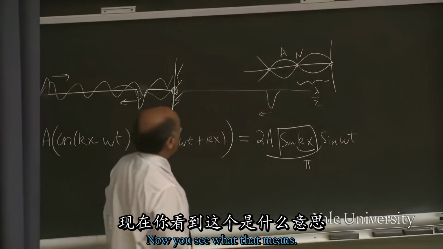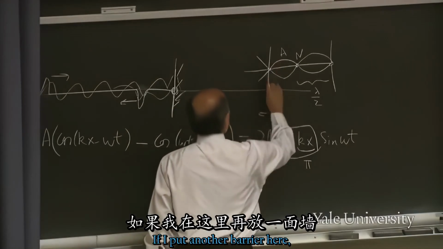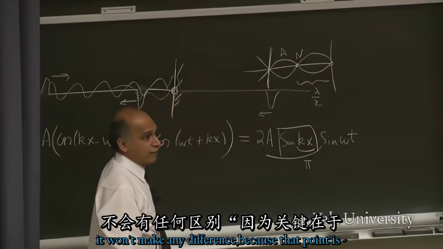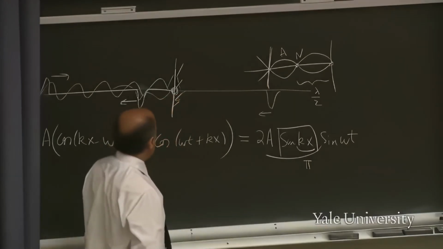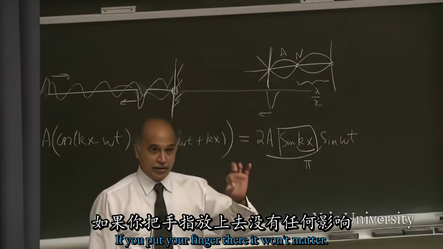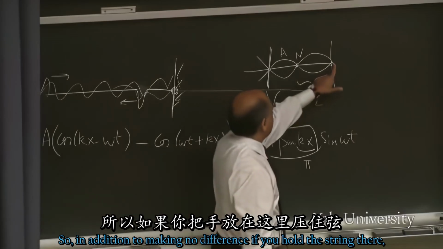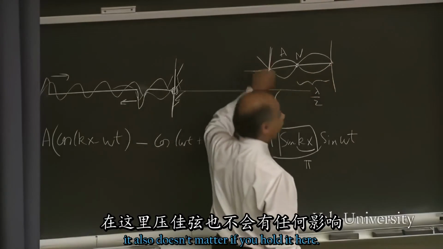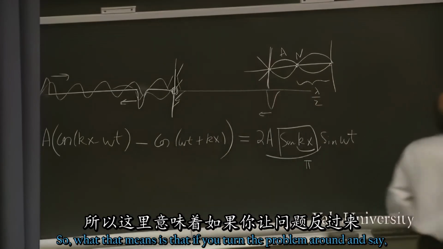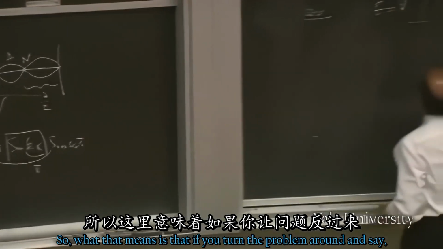Now you see what that means. So this point is not going to vibrate. If I put another barrier here, it won't make any difference, because these two waves add up to 0 identically at that point. So if you put your finger there, it won't matter. So in addition to making no difference if you hold the string there, it also doesn't matter if you hold it here.